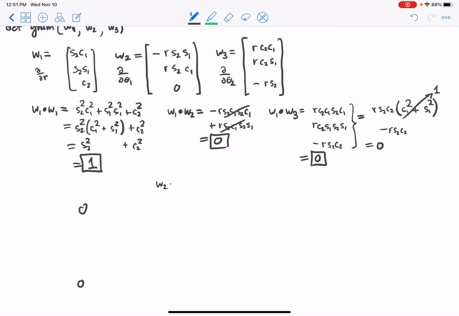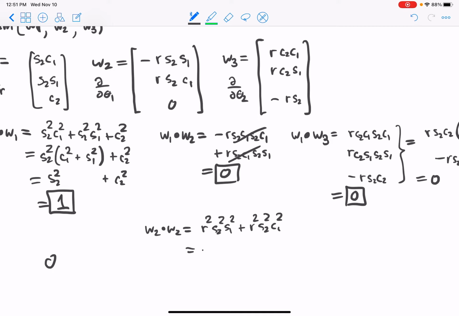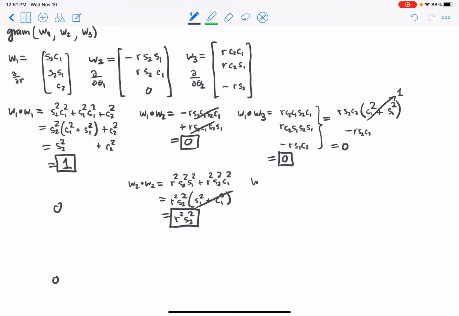Let's take W2 dot W2. So now we're taking this dot itself. Now I can pull out an R squared S2 squared, and I get an S1 squared plus C1 squared left over. That becomes a 1. And that is as far as I can simplify W2 dot W2.